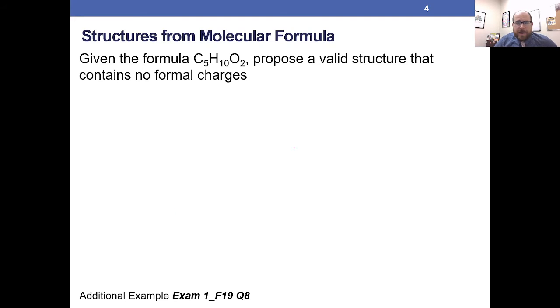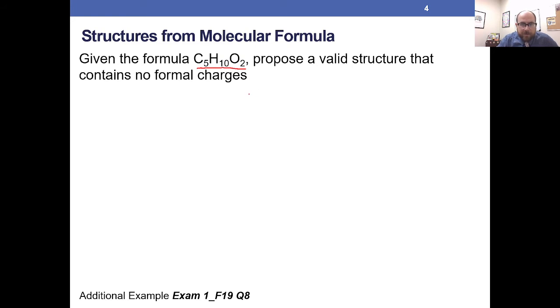So in this question, we're asked to propose a structure given a molecular formula. The first thing that we're going to want to do with this question is to do the HDI, because that will tell us some basic information in terms of whether there's a pi bond or a ring in the molecule. So our molecular formula for this question is C5H10O2.